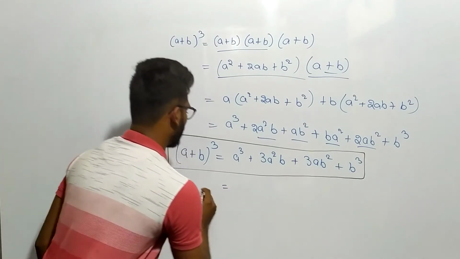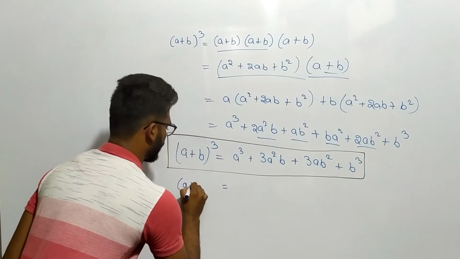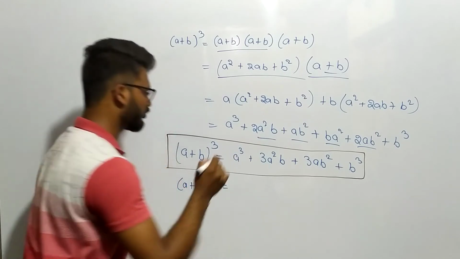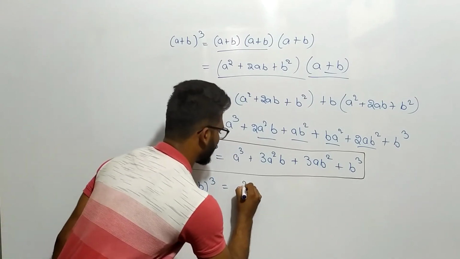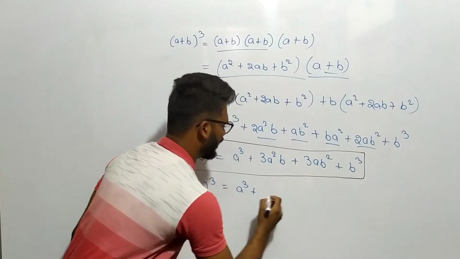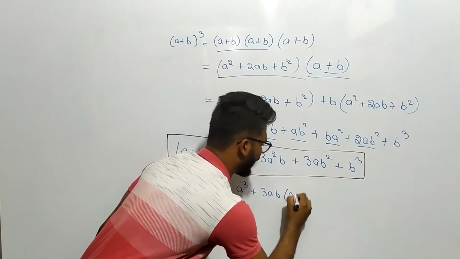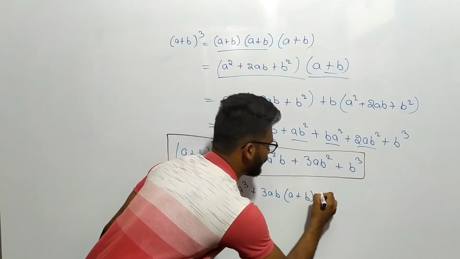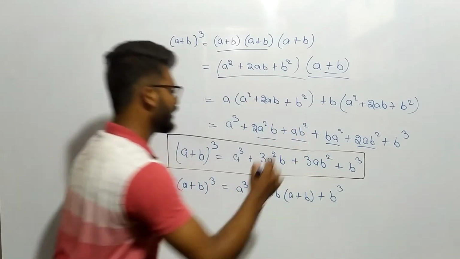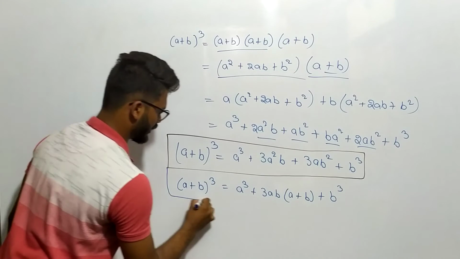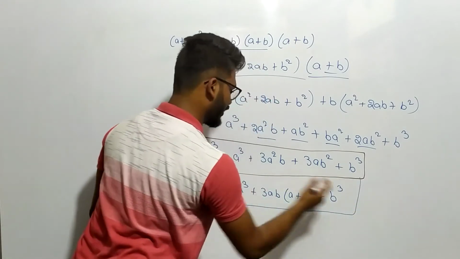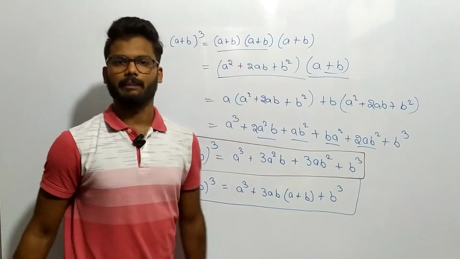We have one more formula for (a plus b) whole cube. Based on the question, we can use whichever formula fits. From these two terms, if I take 3ab common, what is remaining? a. Plus here b will be remaining. So what is it? a cube plus b cube plus 3ab into (a plus b).